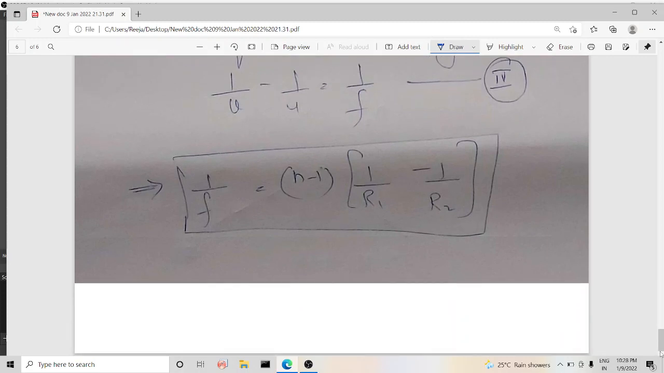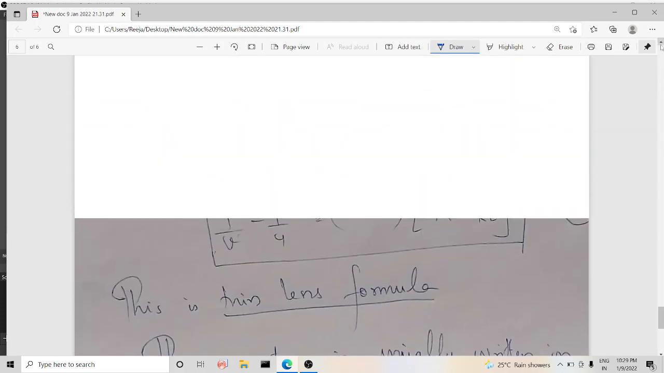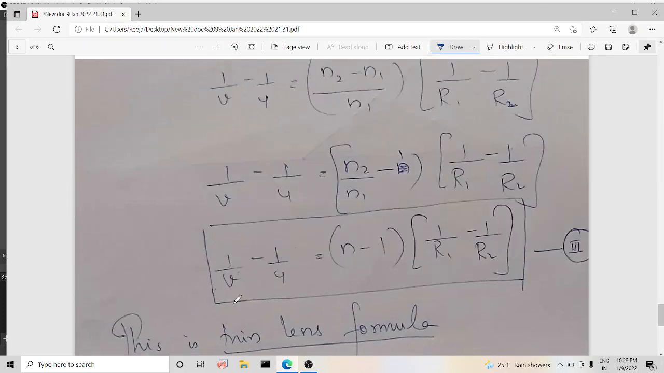So I hope whatever has been discussed is clear to all of you. How we found out the image position, that is V, can be found out using paraxial approximation techniques in the case of a thin lens. In a thin lens, our paraxial approximation technique gives us V as per this equation, 1 by V minus 1 by U is equal to N2 by N1 minus 1 into 1 by R1 minus 1 by R2. If R1, R2, N and U are known to us, then we can calculate the image position V using the thin lens formula. So I hope this session is clear to all of you.